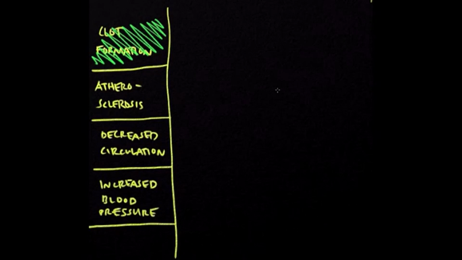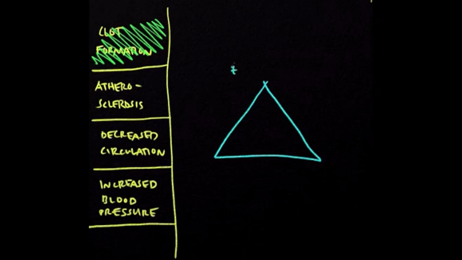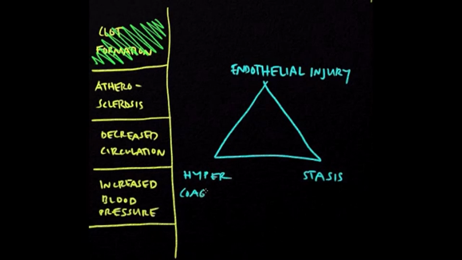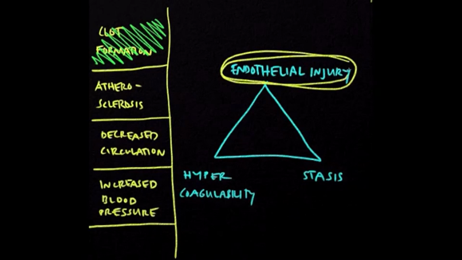A great scientist named Virchow came up with a brilliant triad to describe the conditions that lead to the formation of thrombi in the body. These three key factors are endothelial injury, stasis, or lack of flow in blood, and hypercoagulability. The presence of any or all of these factors increases the chances of ischemic stroke. The most important, however, of these is endothelial injury.